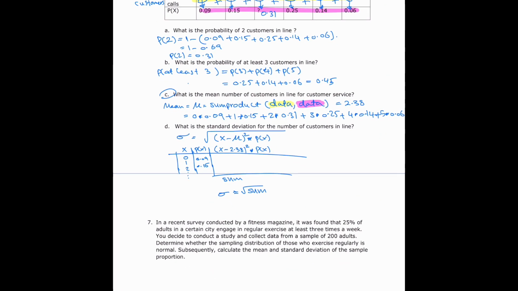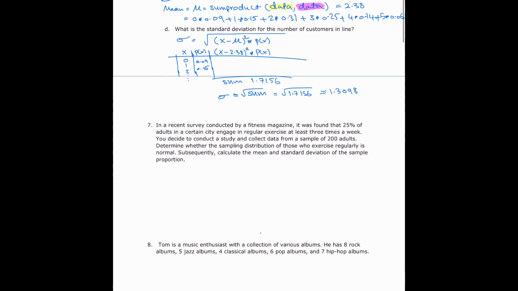Okay, going back here. So the sum was 1.7156. The square root of the sum is square root of 1.7156, which is going to be approximately 1.3098, and that is the standard deviation.